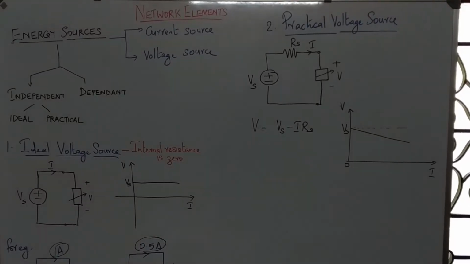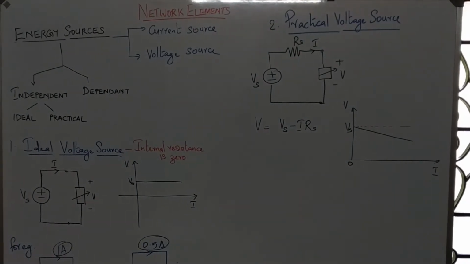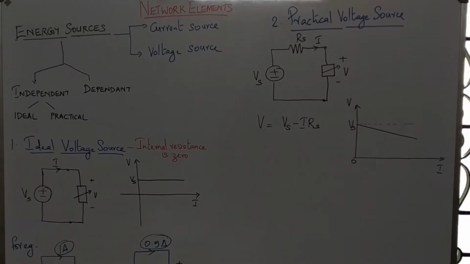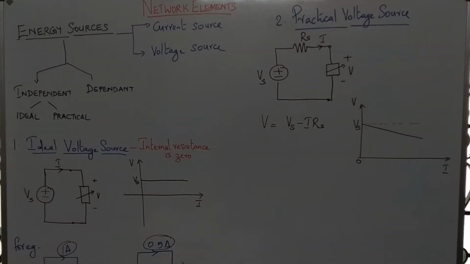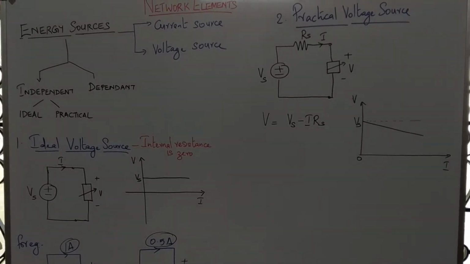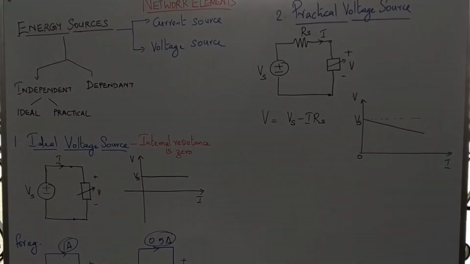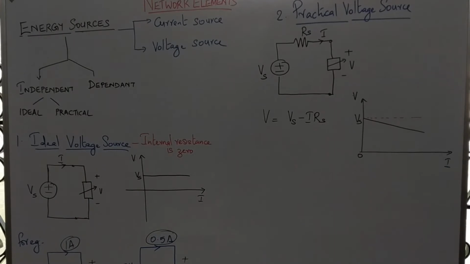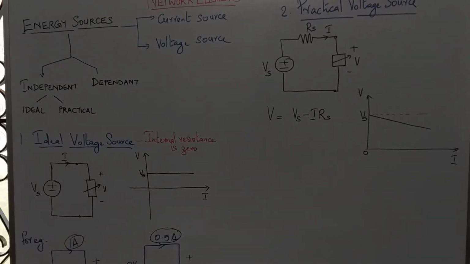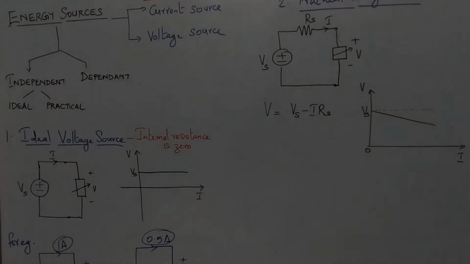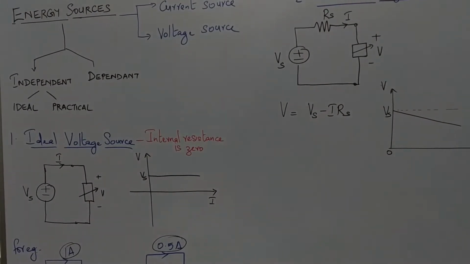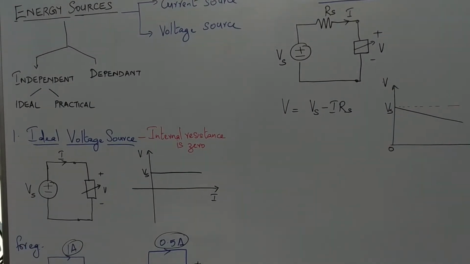In the last class, we discussed the network elements resistor, capacitor and inductor. Now today we'll see the energy sources. As you all know, there are two types of energy sources, current source and voltage source. Now energy source can be further divided into independent sources and dependent sources.